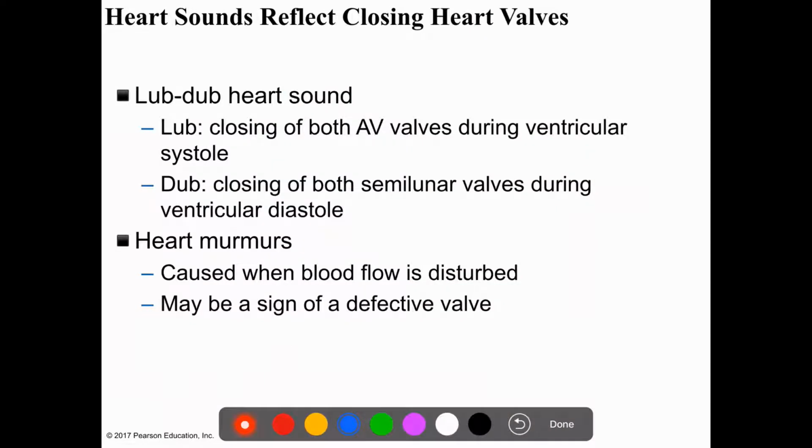Now for the heart sounds, these are the sounds of the heart valves when they close. The first sound is for the AV valves, and the second sound is for the semilunar valves. This is the lub-dub sound. Sometimes we have heart murmurs. This is caused when the blood flow is disturbed, and may be a sign of defective valves.